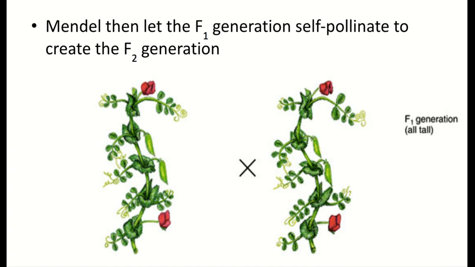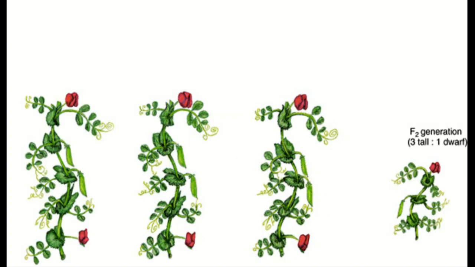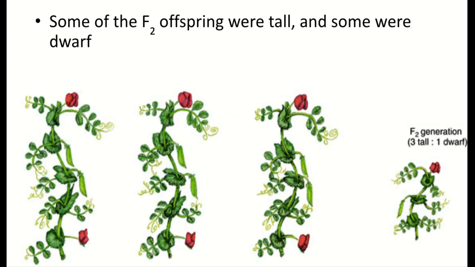So what he decided to do, he's like, all right, I'm going to self-pollinate these plants. So I have my F1 generation, all tall plants. Well, what happens when I cross the two tall plants together? What he found was that he would get this 3-to-1 ratio. So 3 plants were tall for every 1 short plant.